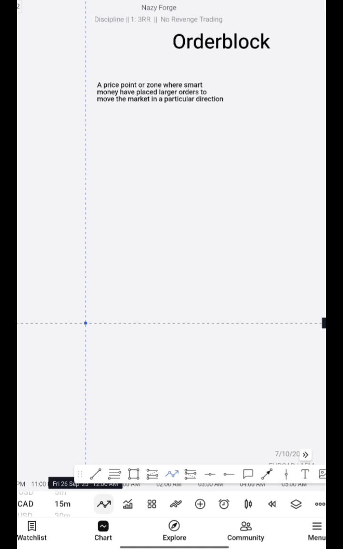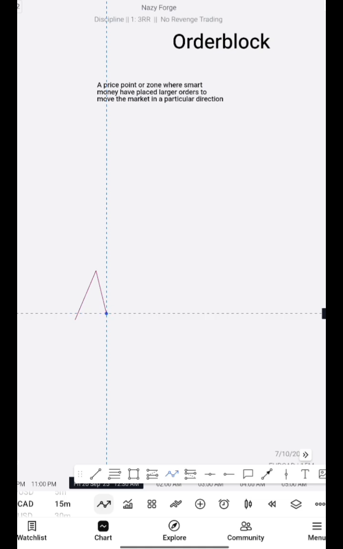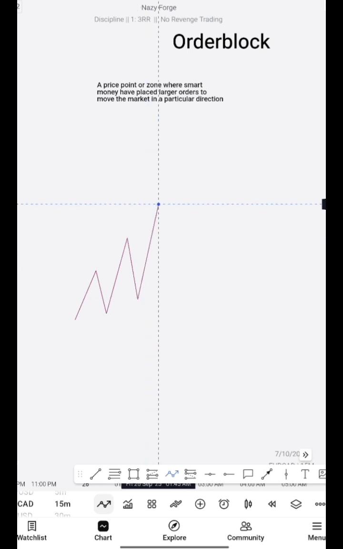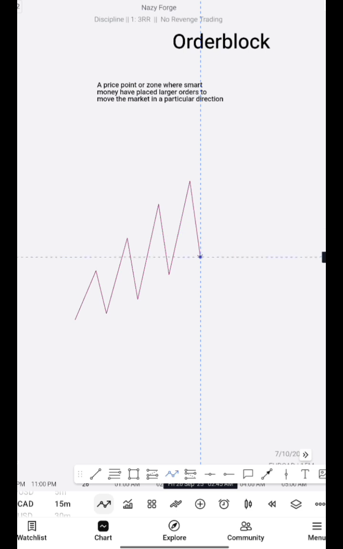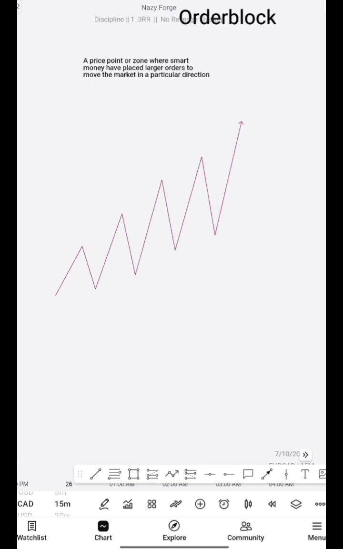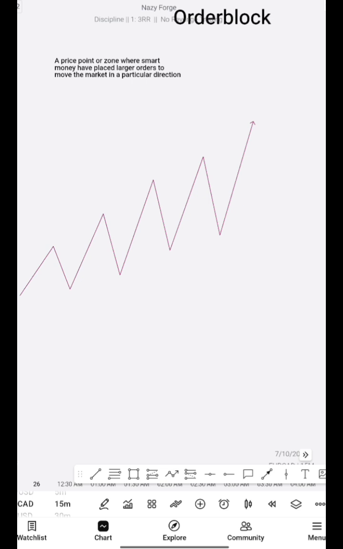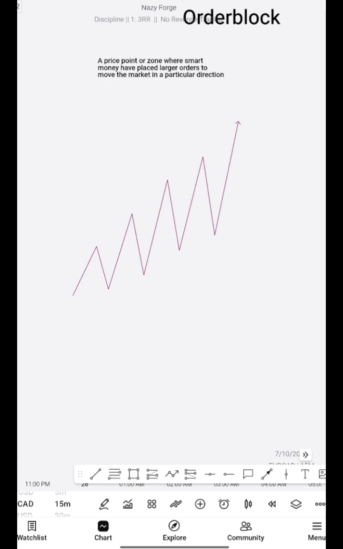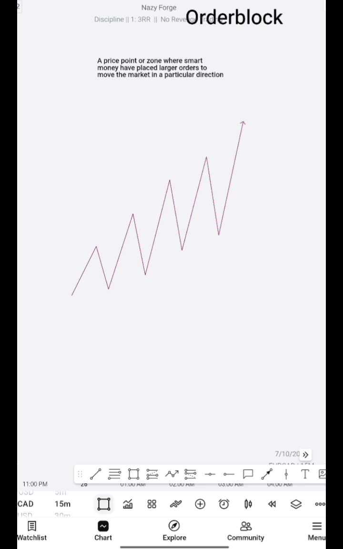Say we have an uptrend: you have a high, a low, a higher high, a higher low, another higher high, higher low, higher high. We could stop here. There is a place where you find valid or strong order blocks in the market. In an uptrend, these order blocks are mostly found around the major swing lows. This is not to say you can't find order blocks in other places, but the strongest, most valid order blocks in an uptrend are found around the major swing lows.